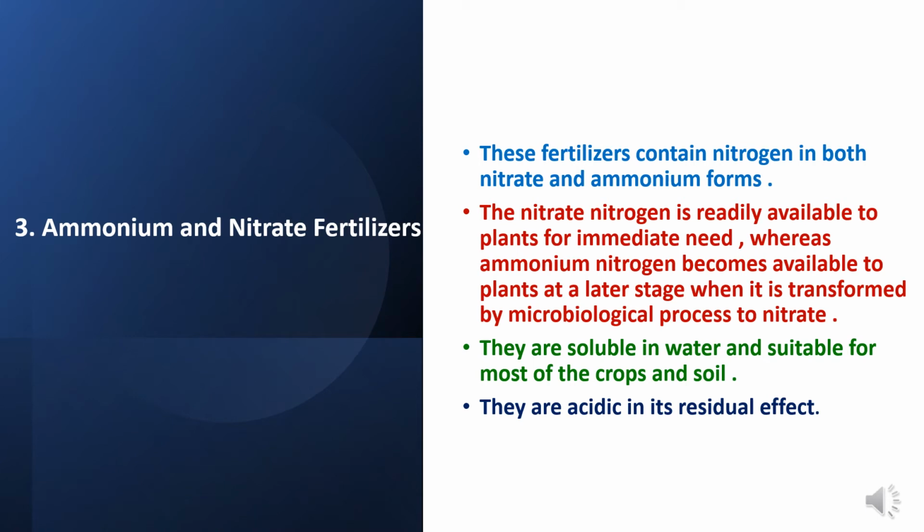The third type of inorganic nitrogenous fertilizers are ammonium and nitrate fertilizers. These fertilizers having both nitrate and ammonium form of nitrogen. Nitrate form of nitrogen is readily available to the plants, where ammonium form is available after transforming to nitrate by microbial process. These fertilizers are soluble in water and suitable for most of the crops and soil, and these fertilizers are having acidic residual effect after application in soil.